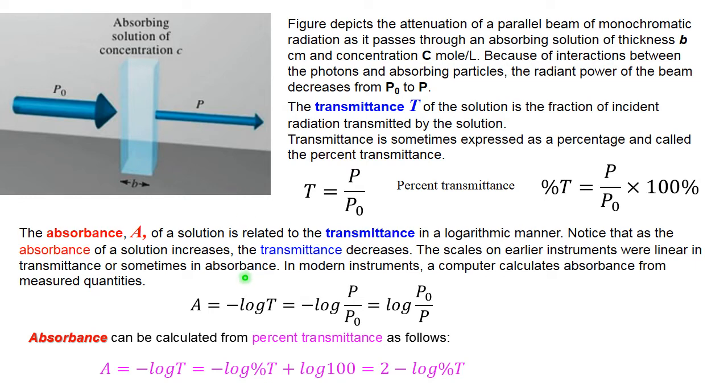Scales in early instruments were linear in transmittance. In modern instruments, a computer calculates absorbance from measured quantities. So A is minus log T, which is log of P0 over P. Absorbance can be calculated for percent transmittance as well: 2 minus log of percent T.